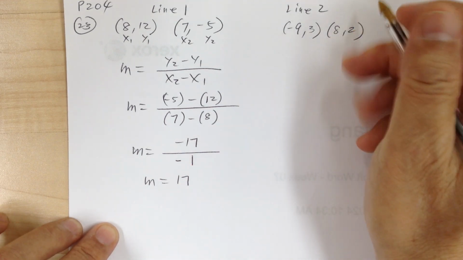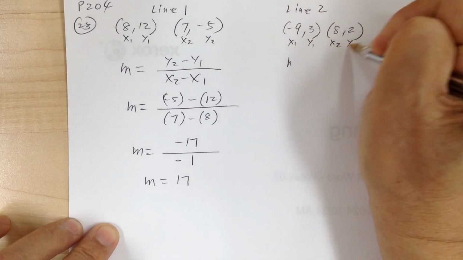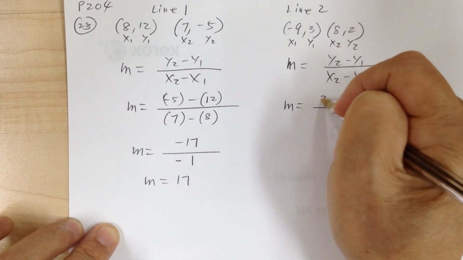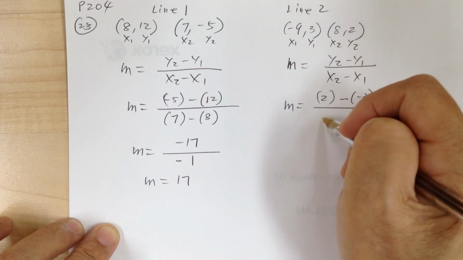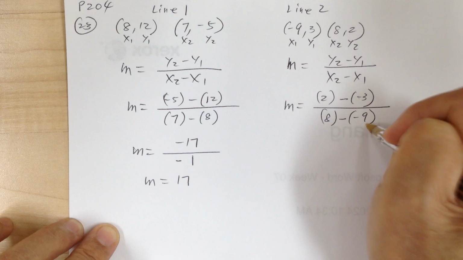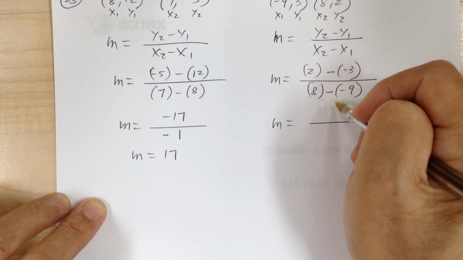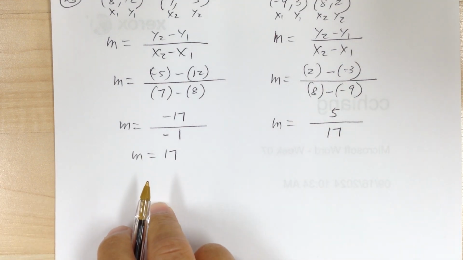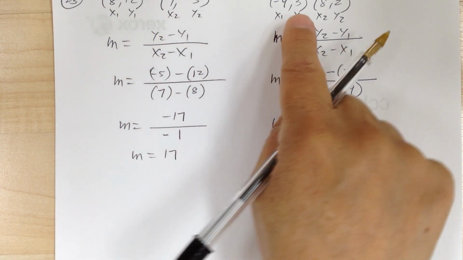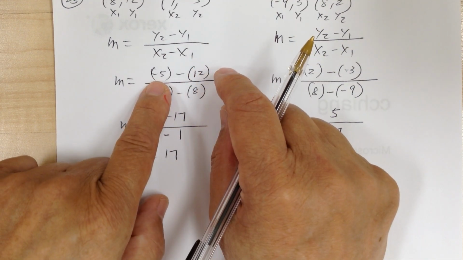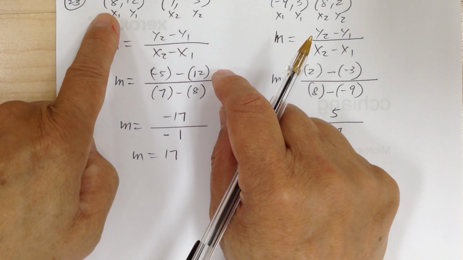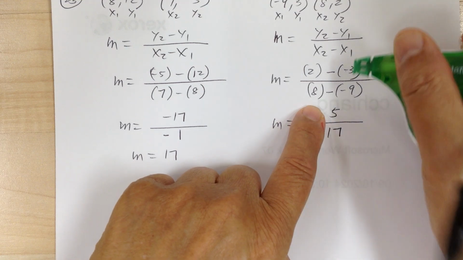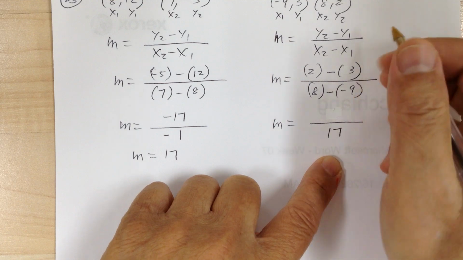Now next I'm going to do the same thing over here. So this is x1, y1, x2, y2 of the second line. The slope equals, again, y2 minus y1 over x2 minus x1. So slope equals 2 minus negative 3 over 8 minus negative 9. So this would be equal to 5, and this would equal 17. Let me double check, make sure I copied it correctly. Okay, so negative 5, negative 17, 7 minus 8, negative 1. Okay, this one, oh, this is positive 3. See, that's why it's easy to make a mistake, so you have to watch out for that.